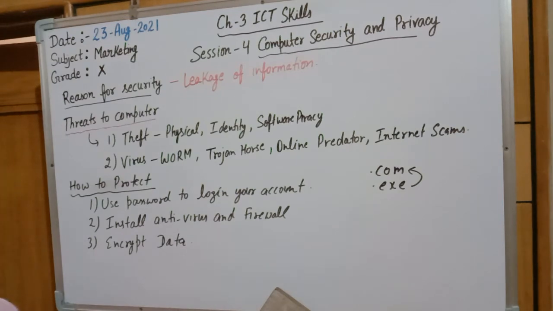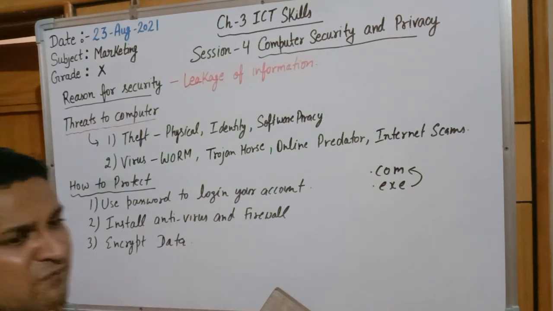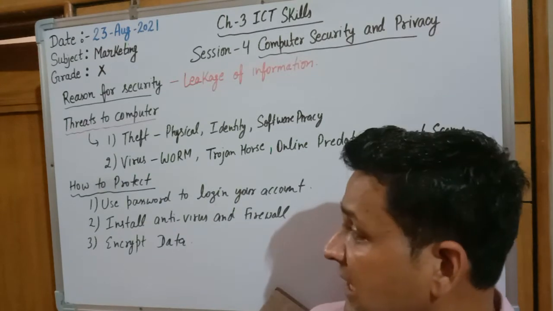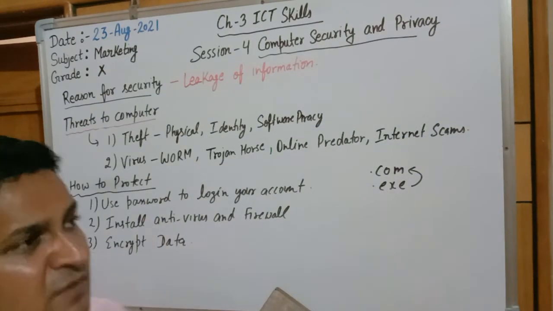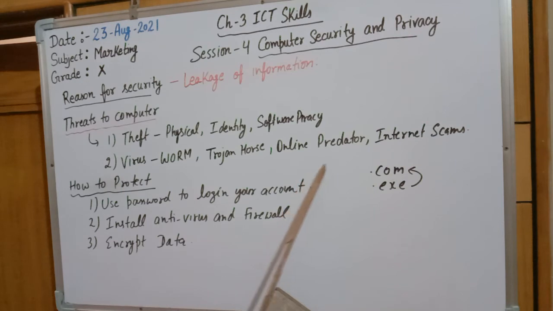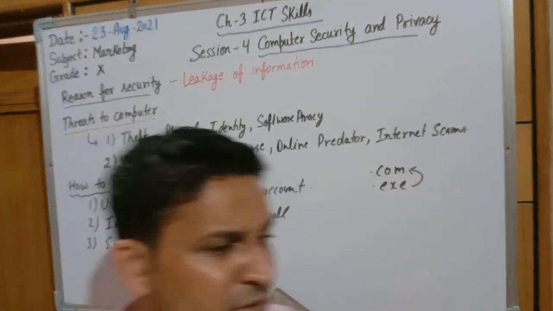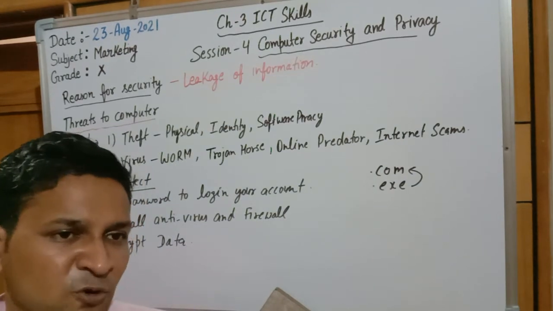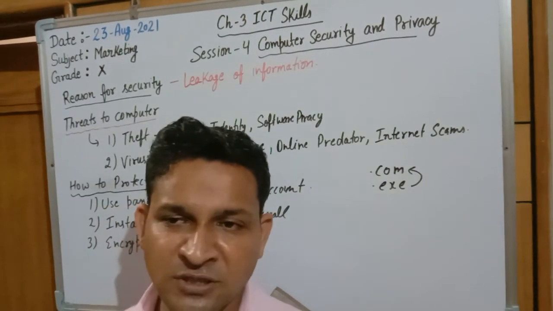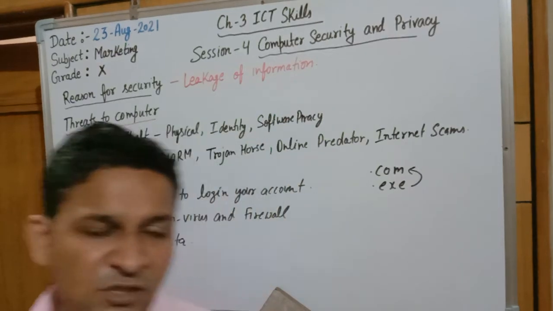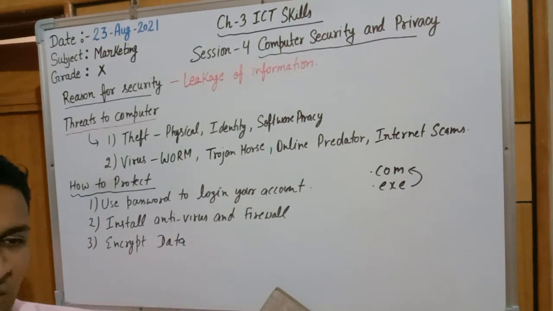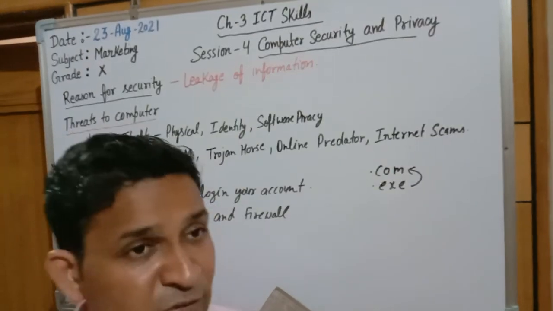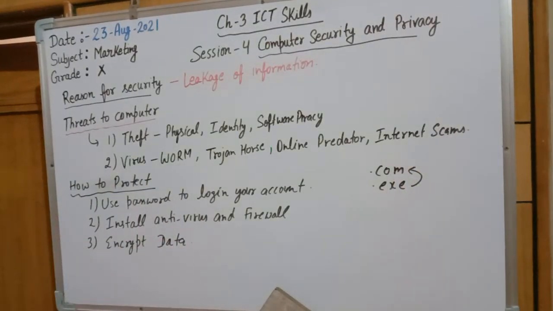And online predators: sometimes on the internet there are hackers who are trying to leak your information, trying to find out your information, and after finding your email ID or password, they will directly forward a virus to your computer system. And internet scams, a number of scams are going on now on the internet. Some put a message that you got a lottery of 2 crore. Some put a message that your account is hacked. Some put a message that you won a prize of 10 lakh. Some put a message that you need to update your KYC. These are all known as internet scams.